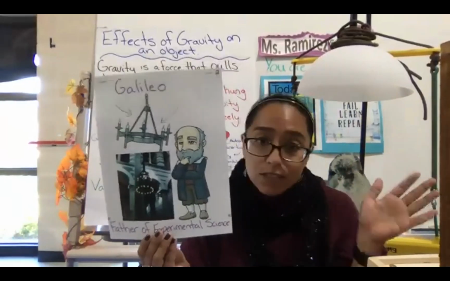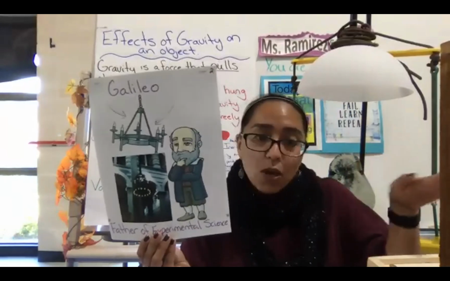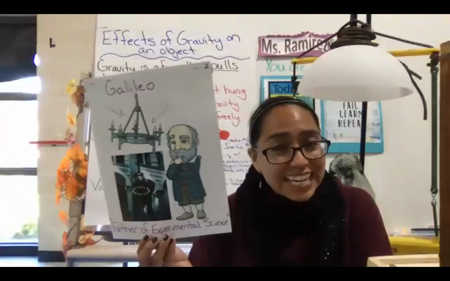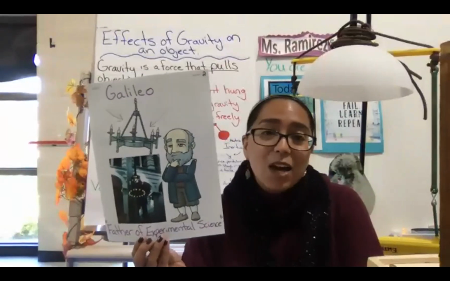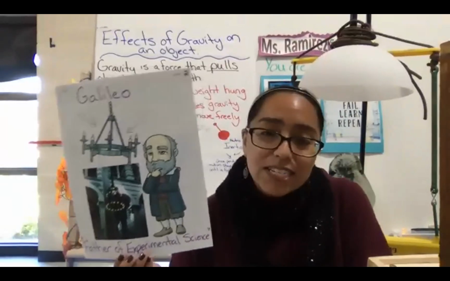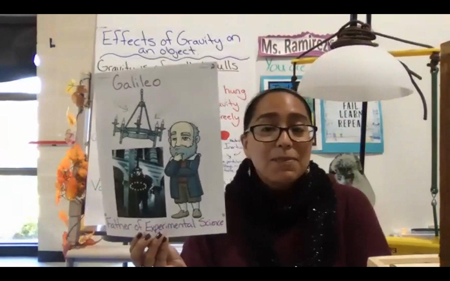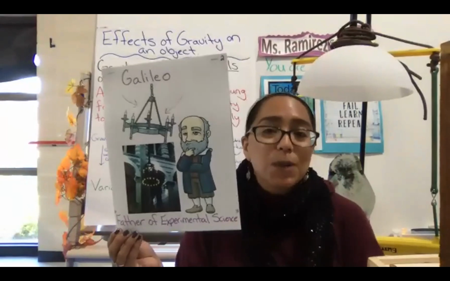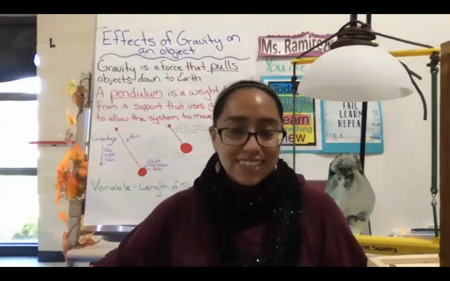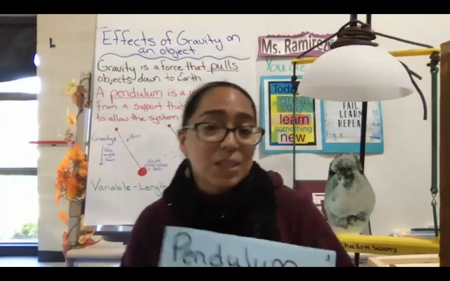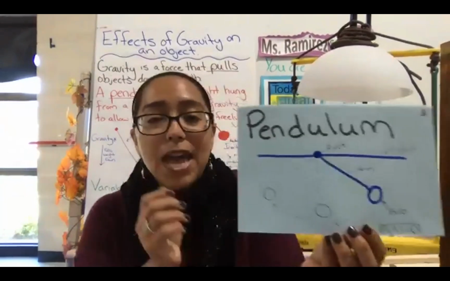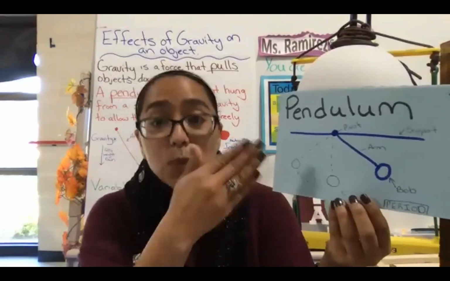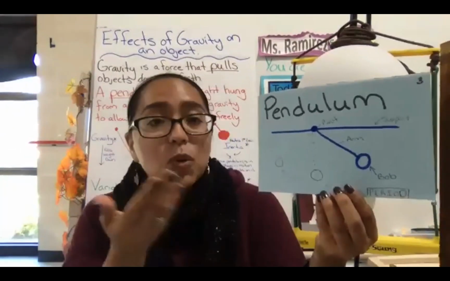Now, he noticed some of the chandeliers were moving kind of slow, and then some of them were making big swings. So being the good scientist that he was, he thought, why is that? So he devised an experiment. And because he was a very well-known scientist, we now know him as the father of experimental science. So one of the things that he devised was something similar to what we now know of as a pendulum. So a pendulum is just a device that swings freely based upon gravity.